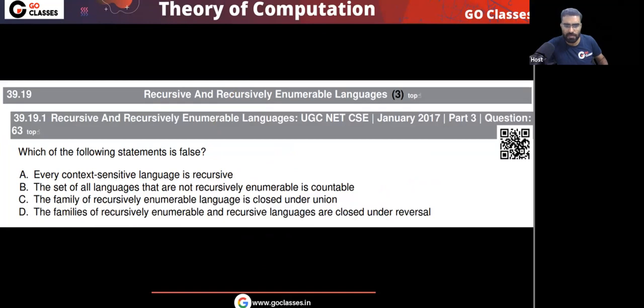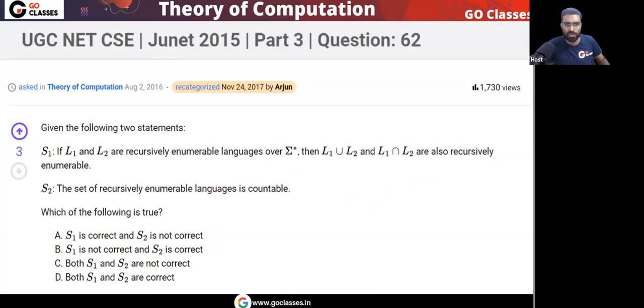So very simple. Now let's solve this question. Tell me the answer for this question. This is UGC NET June 2015 question. Let me know the answer for this question. The set of recursive enumerable languages is countable.